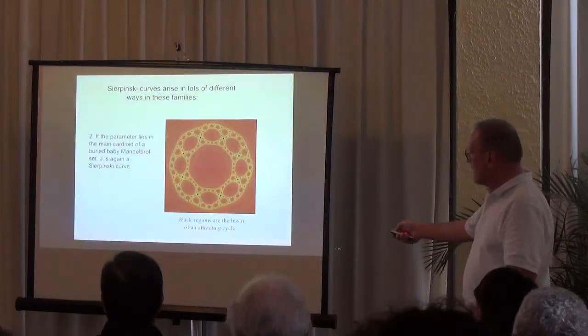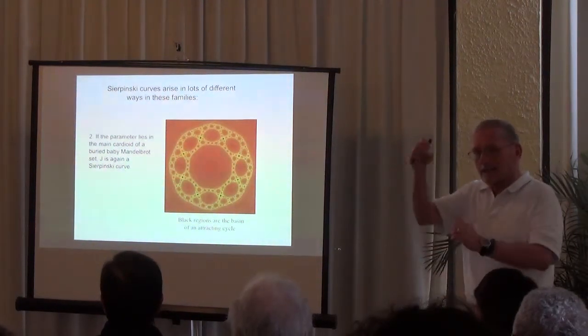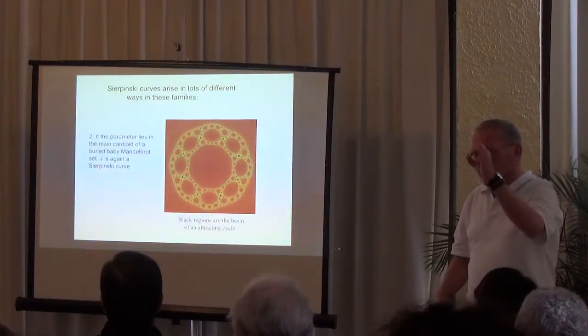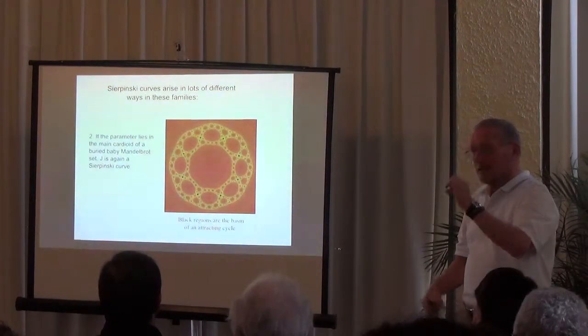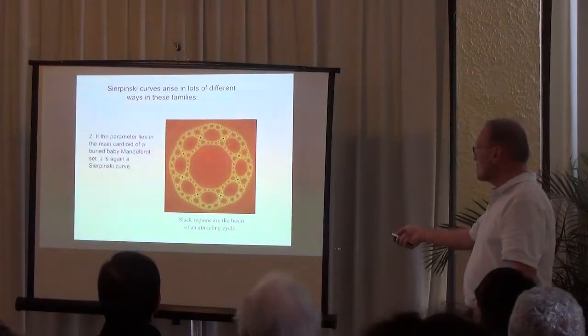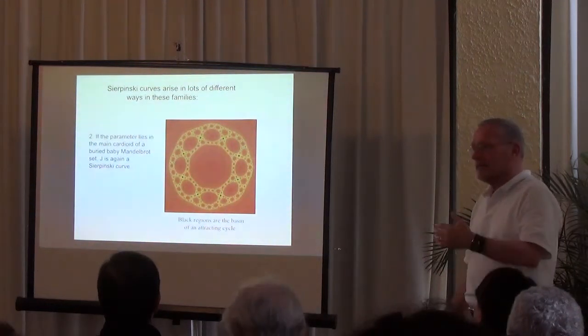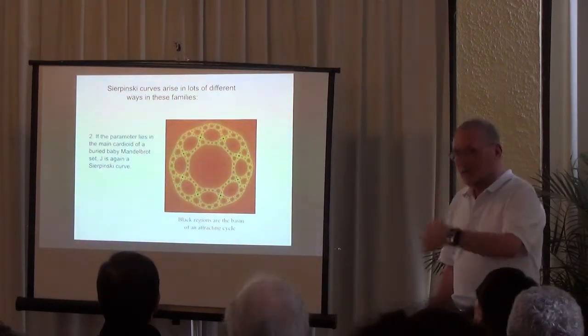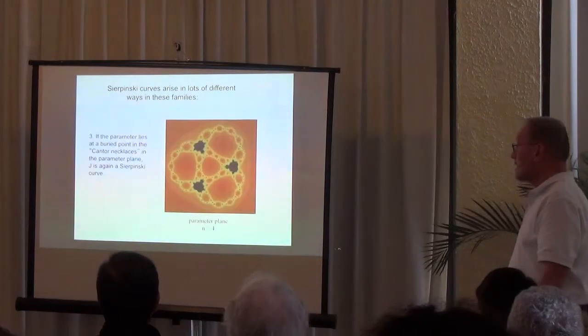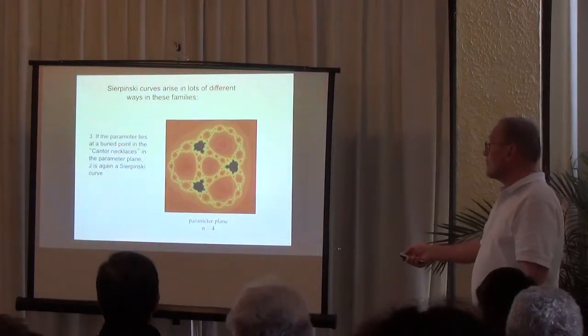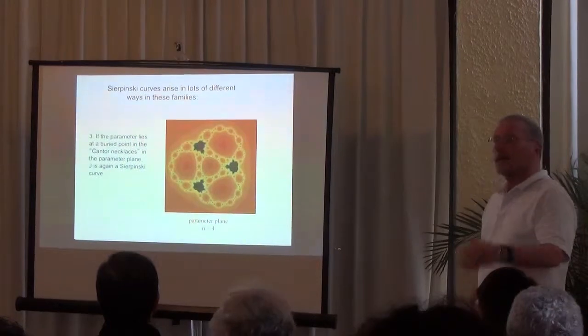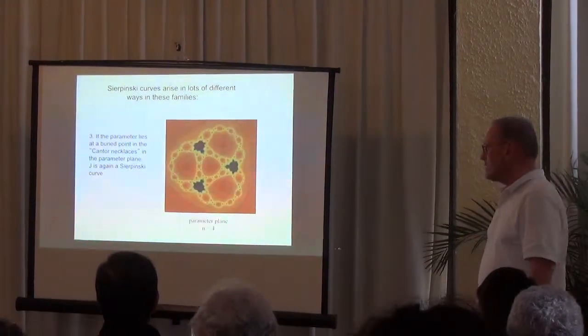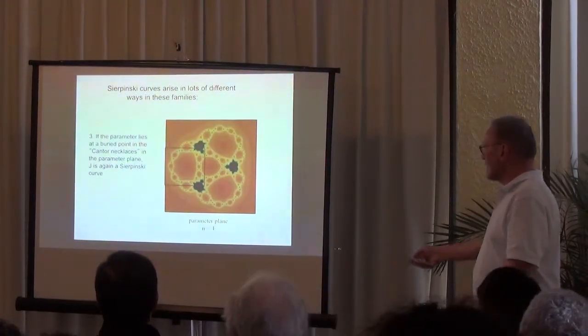You now see some black regions in there, that's because we have an attracting cycle whose basin boundary is a simple closed curve that's disjoint from the trap door and the basin, and again, a Sierpinski curve. And if the parameter lies at what we call a Berry point of a Cantor necklace, again, the Julia set is a Sierpinski curve. I need not go into details, running out of time.